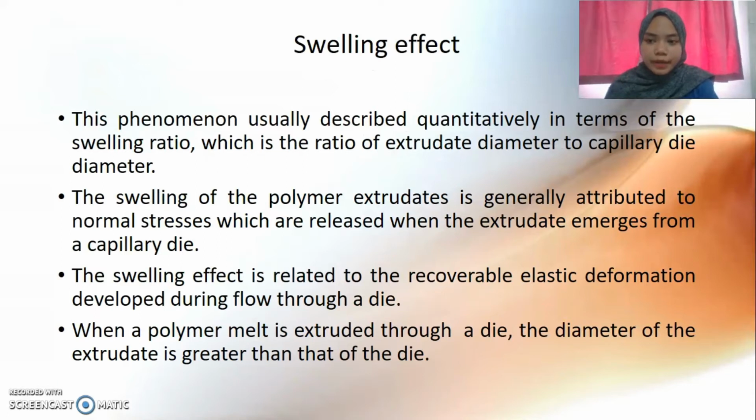Next is the swelling effect. The swelling effect is a phenomenon which is usually described quantitatively in terms of the swelling ratio, which is the ratio of extrudate diameter to capillary diameter. The swelling of the polymer extrudate is generally attributed to normal stresses which are released when the extrudate emerges from a capillary die. The swelling effect is related to the recoverable elastic deformation developed during flow through a die. When a polymer melt is extruded through a die, the diameter of the extrudate is greater than that of the die.